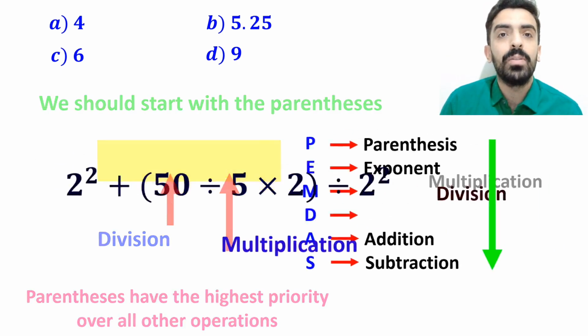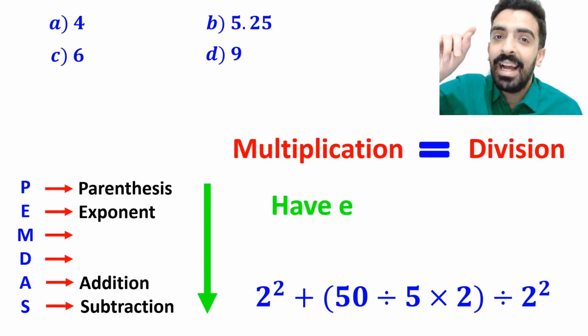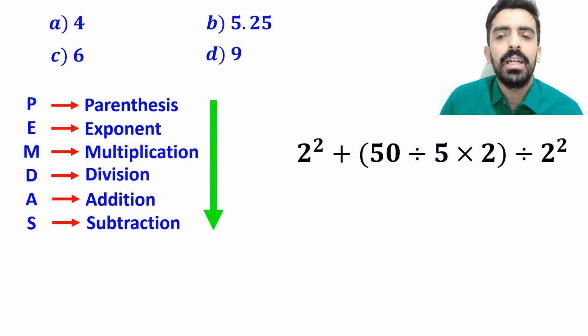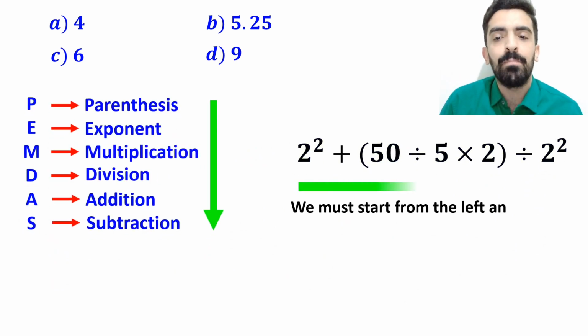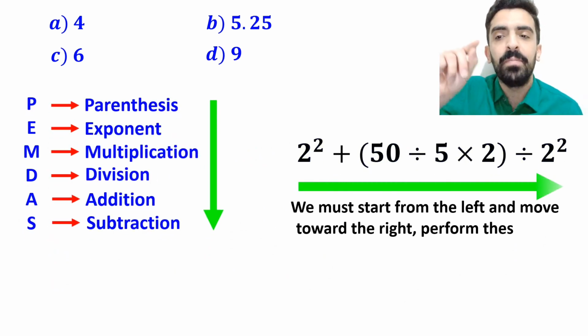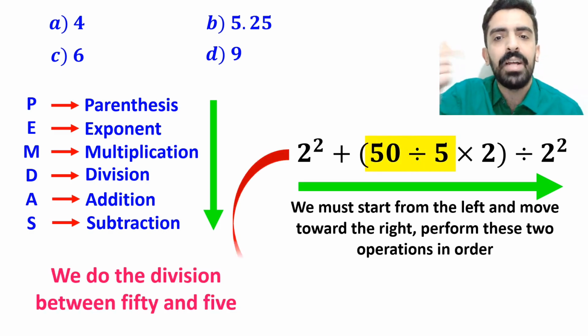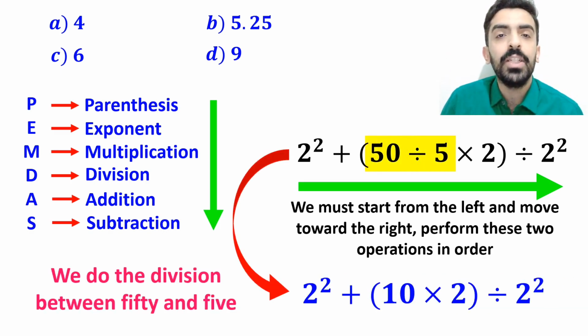It's very important to note that multiplication and division have exactly the same level of priority. In this situation, we must start from the left and move toward the right, performing these two operations in order. So, first we do the division between 50 and 5, and this expression simplified to 2 squared plus 10 times 2 inside the parentheses, then divided by 2 squared.